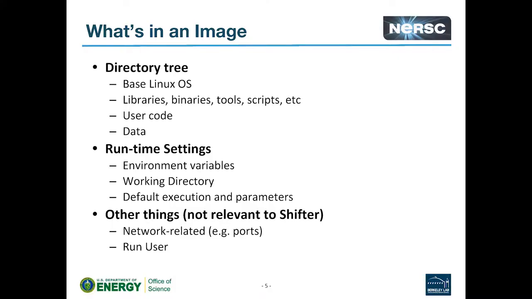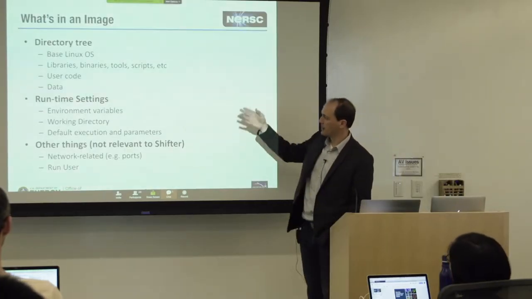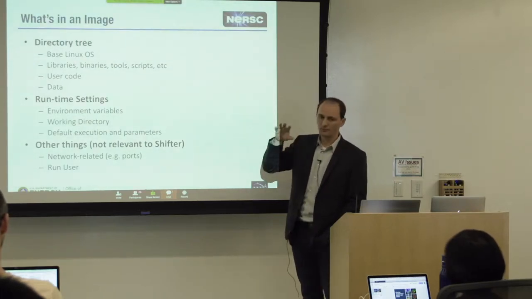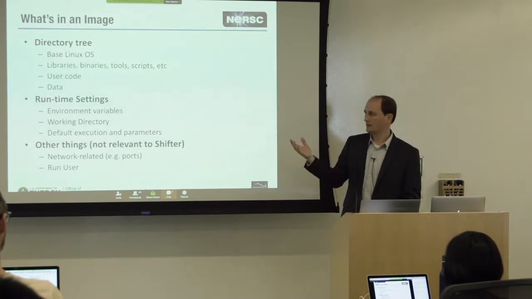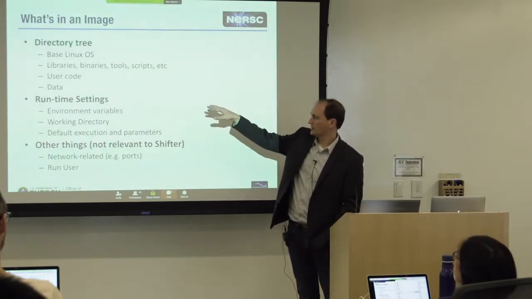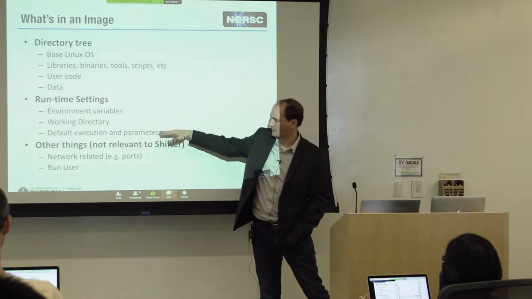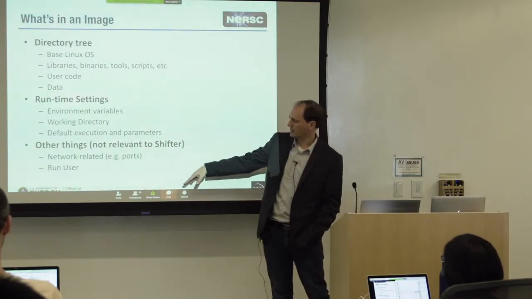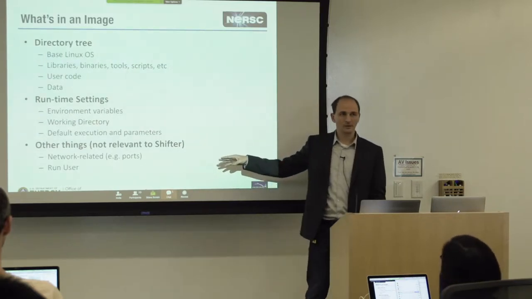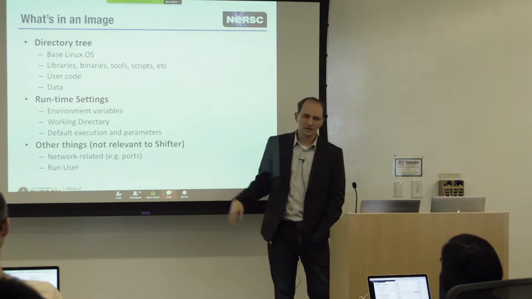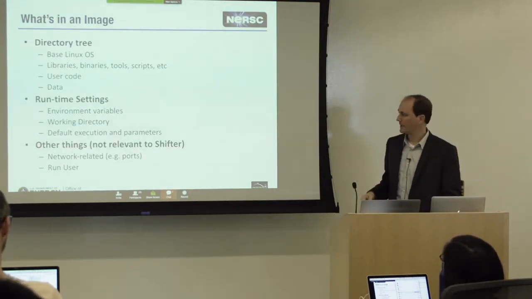Roughly what is packaged up in an image is things like the file tree layout. Imagine you log into a system, all of the directory tree structure that you see gets captured. That means the base Linux operating system, all the libraries and tools that come along with that, either from the OS itself, from the distribution, or that you might install. Your own user code and applications and even data. There are also ways to have it capture things like the environment variable settings, working directories, and default ways that it should execute. And then there are other things that aren't so relevant to how we run these containers on HPC systems, but you can also have it capture things related to network settings and the run user, for example.